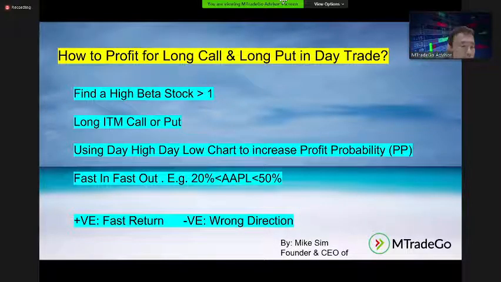Otherwise, for me personally, I would like to choose a very good stock, meaning one with a very good FA, a very good financial analysis. Why? Because if I'm wrong on the options, I can still be right on the stock and I can still make money. You know what I mean or not?